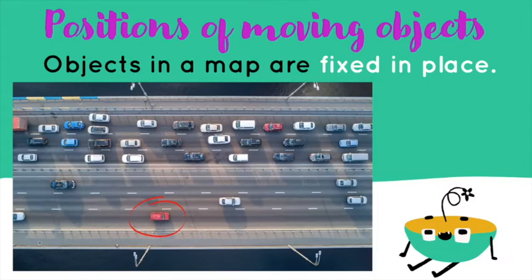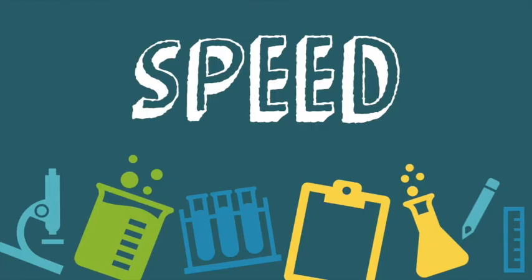By using the prepositions of place, we can describe the positions of moving objects. Objects in a map are in a fixed place, which means they are not moving or they do not move. So we can describe, based on the characteristics in the map, how objects are moving. Inside of motion, which is how objects change from one place to another, we have speed.